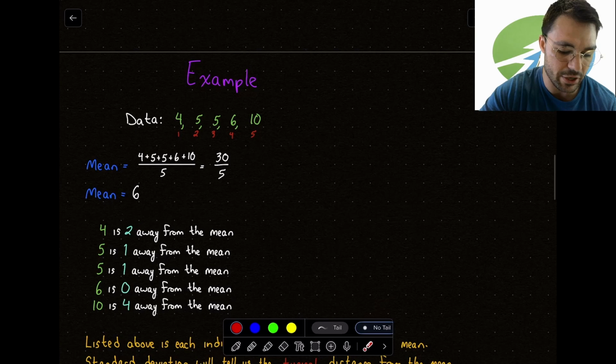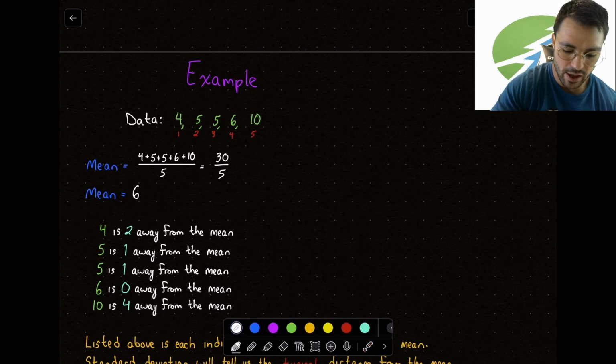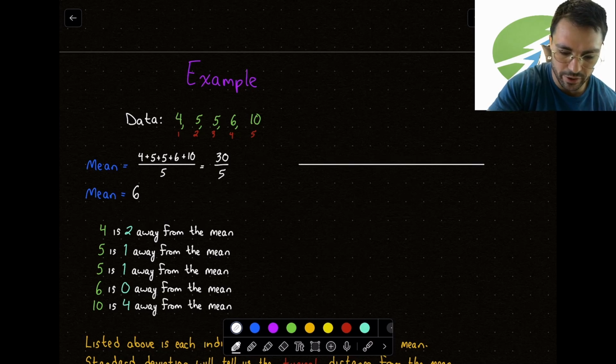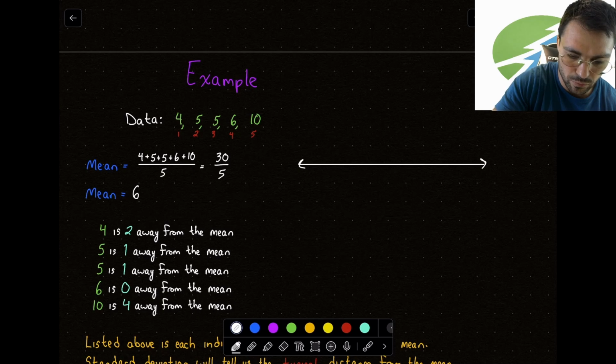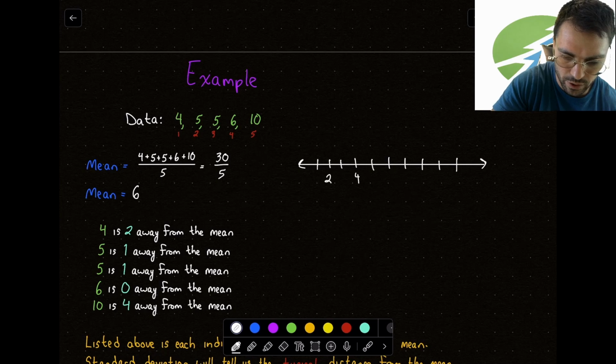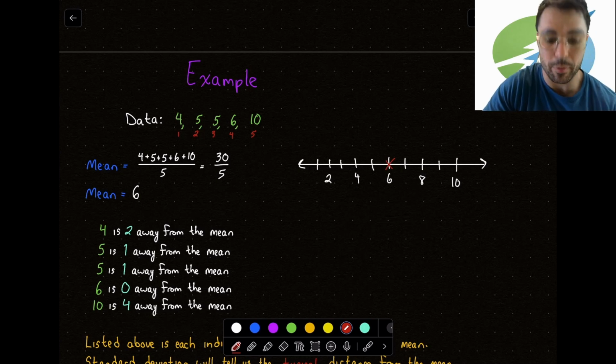So let's examine each individual point. I think the best way to visualize this is with a number line. I'm just going to draw one out here really quick so we can take a look. We have 1, 2, 3, 4, 5, 6, 7, 8, 9, 10. I'm just going to label every other one: 4, 6, 8, 10. Our mean is 6, so I'm going to put that there.